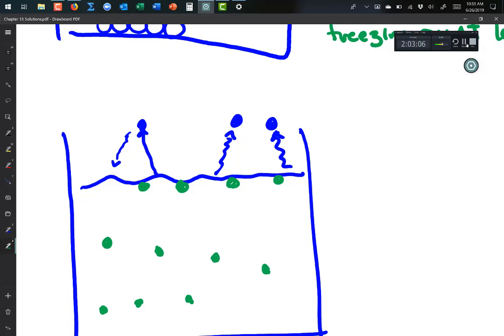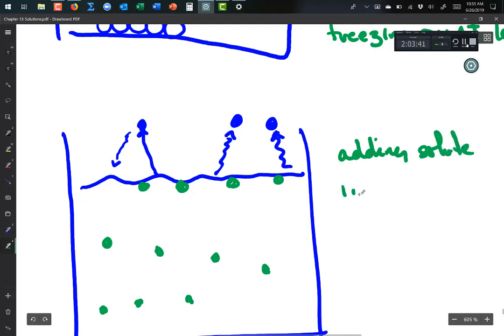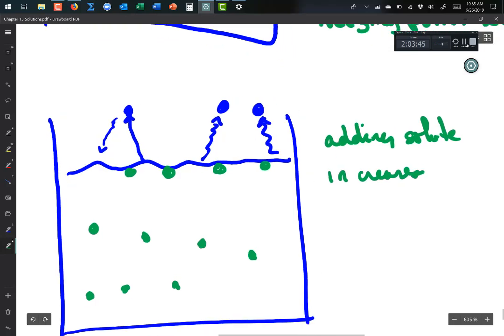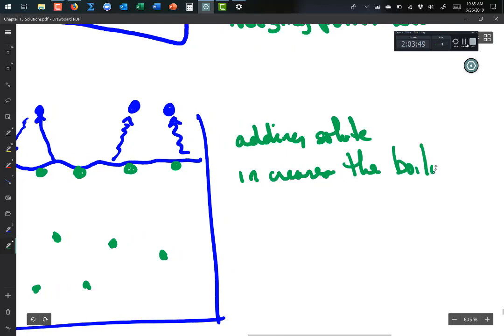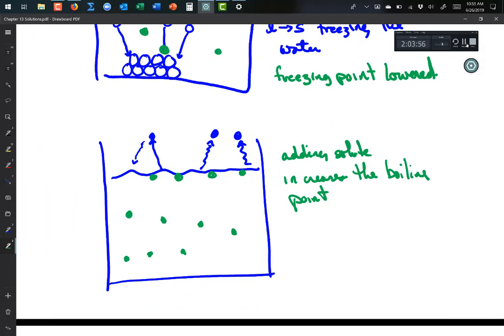Do you think having those particles there makes it harder or easier for the water to leave? Harder, because it takes some of the space up. Because when stuff evaporates, it always happens from the surface. And the bigger the surface area, the more you can evaporate. Well, if you block part of the surface, you block some of the vapor molecules from getting out. So in order for it to boil, you have to get the temperature higher. So that's what we call the boiling point elevation. So adding solute increases the boiling point. So at the same time you get the freezing point going down, the boiling point also goes up.